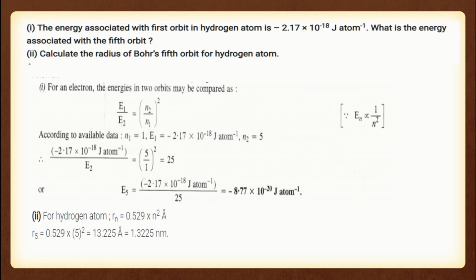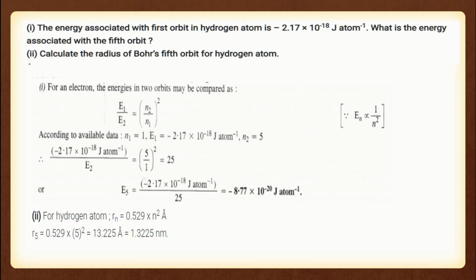The energy associated with the first orbit of hydrogen atom is equal to -2.17 × 10^-18 joule per atom. What is the energy associated with the fifth orbit? Also calculate the radius of Bohr's fifth orbit for hydrogen atom.